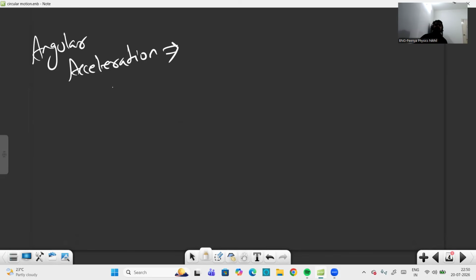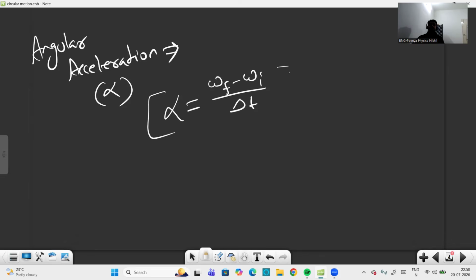So we say angular acceleration, denoted by alpha. There it was the acceleration, and how do we define the acceleration? Rate of change of velocity. In the same way here, angular acceleration we will write as omega final minus omega initial divided by delta t. This is the average angular acceleration. Instantaneous angular acceleration we can also write.